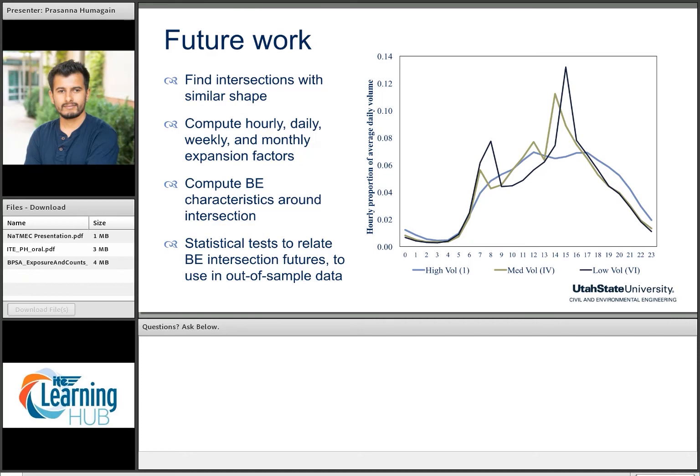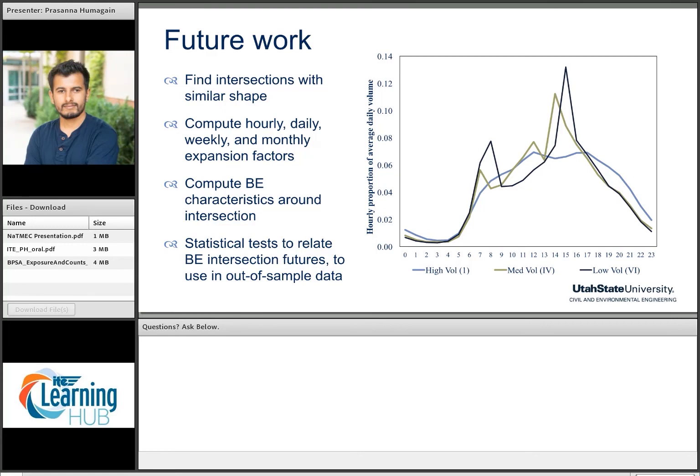So our second work is to compute hourly, daily, weekly, and monthly expansion factors. One way of doing it is shown in the figure, where we describe hourly proportion of average daily volume across three different typologies. One, the high volume one, shows a uniform pattern, whereas there are more clear AM and PM peaks around the other medium and low volume ones, and these are bound to affect the expansion factors, as each hour will have different expansion factors.